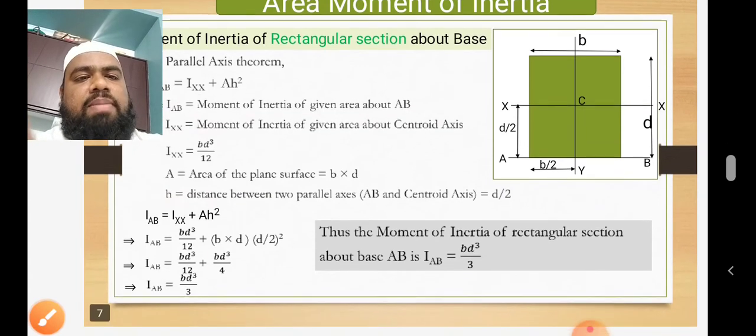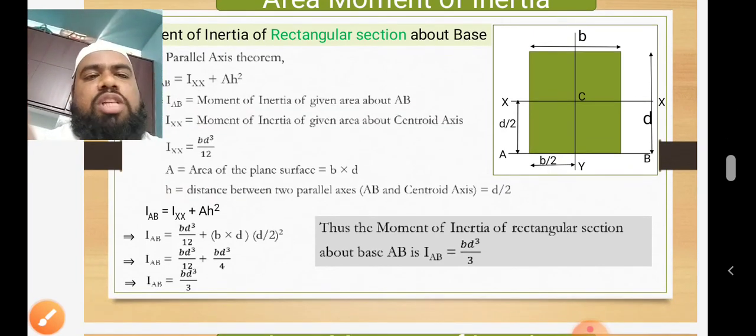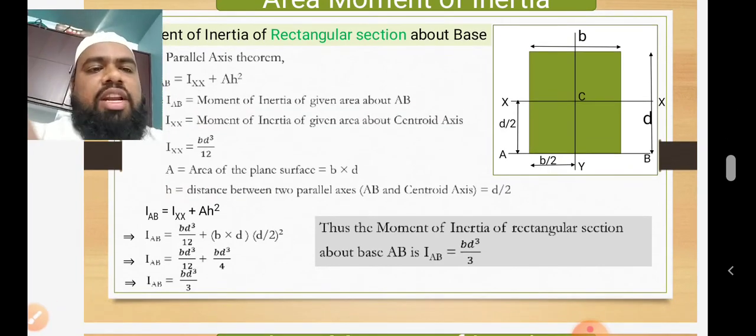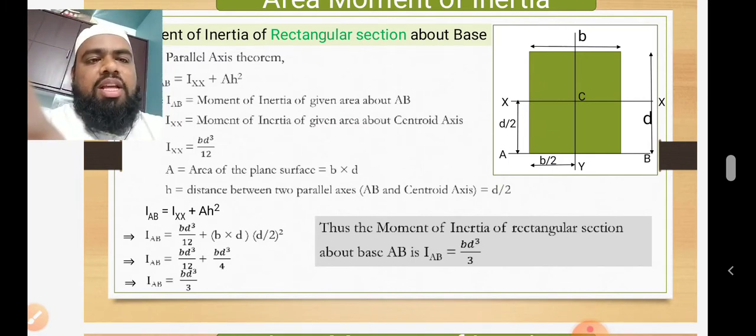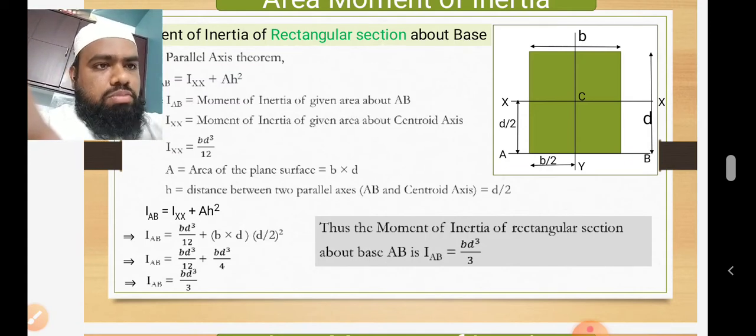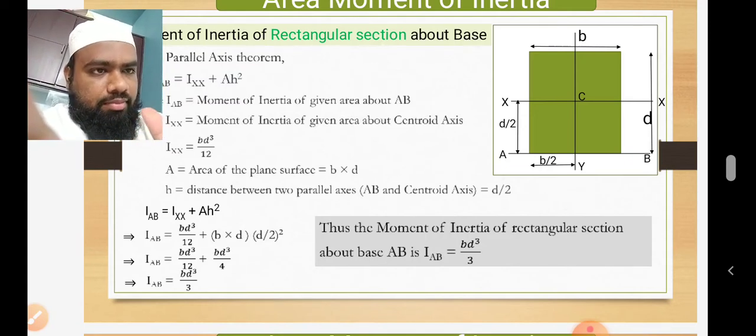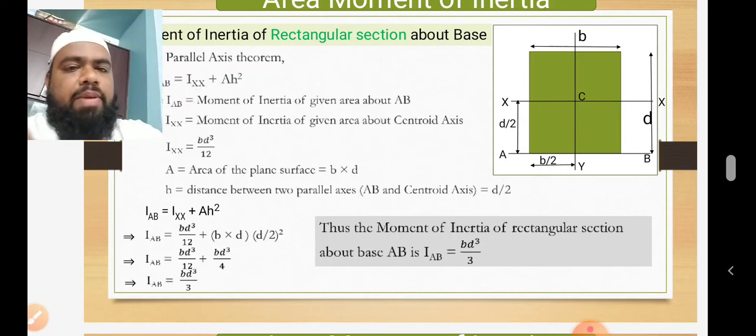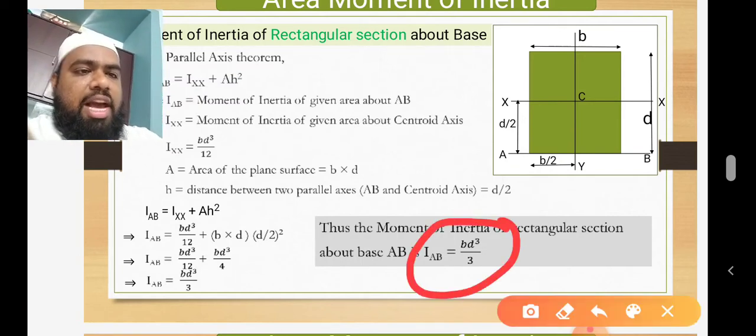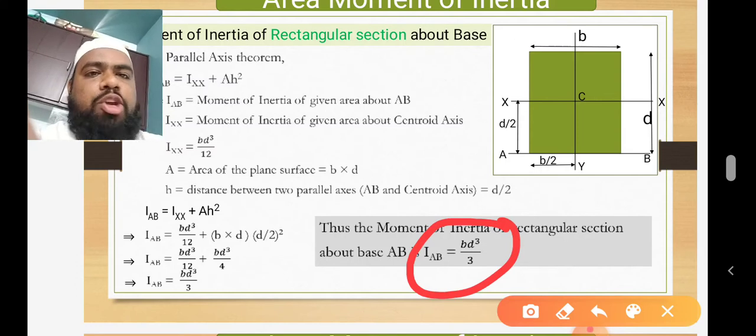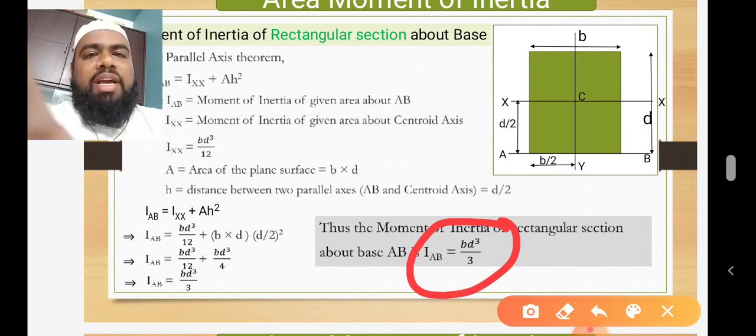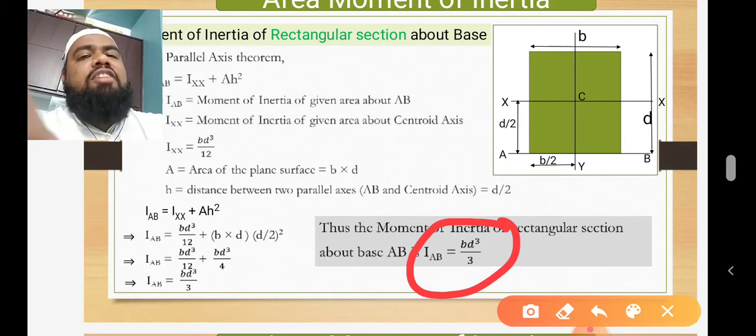Okay, so IAB is equal to IXX plus A H square. So substitute all the values. Finally you will get BD cube by 3. So it means the moment of inertia of the rectangular section about its base, that is nothing but AB, will be equal to the formula IAB is equal to BD cube by 3. So this is a kind of proof.